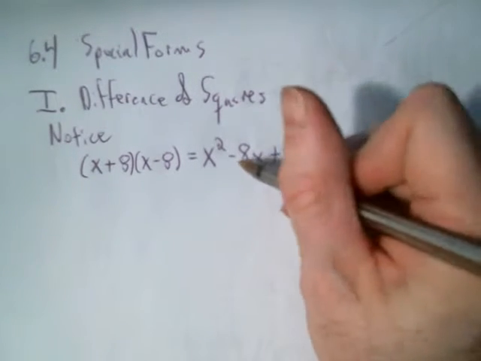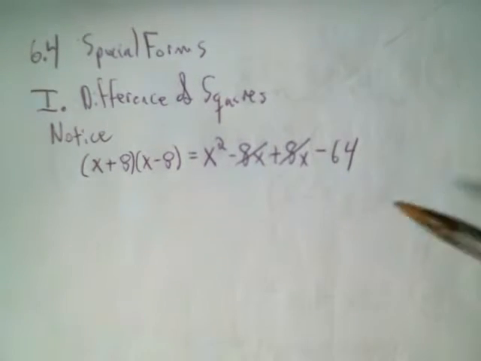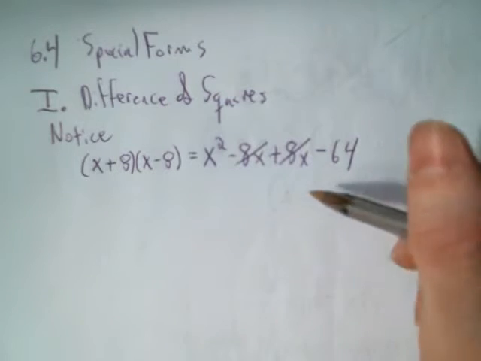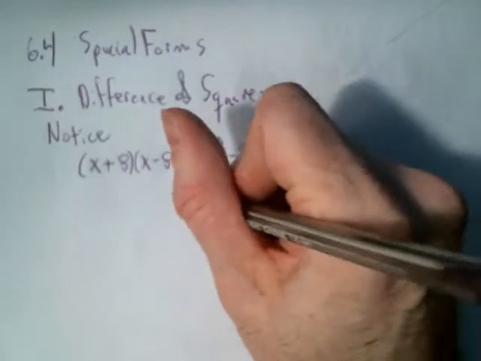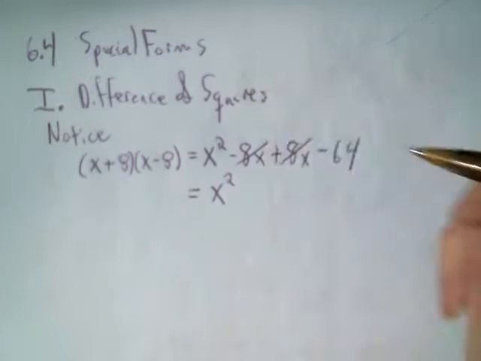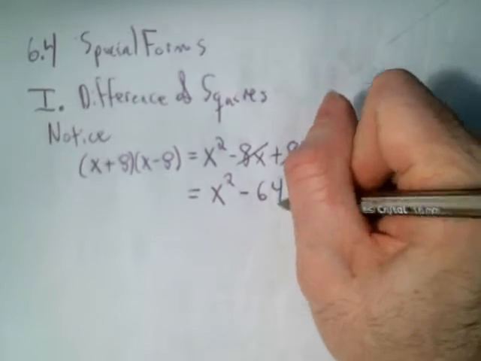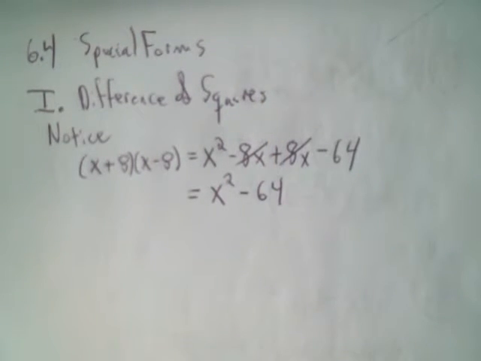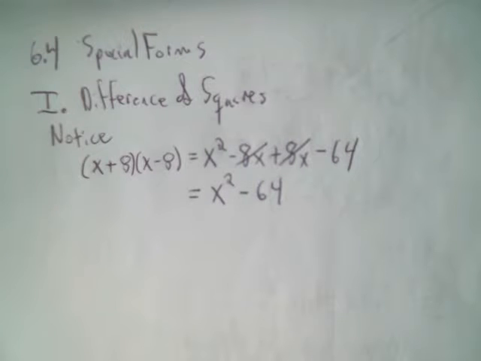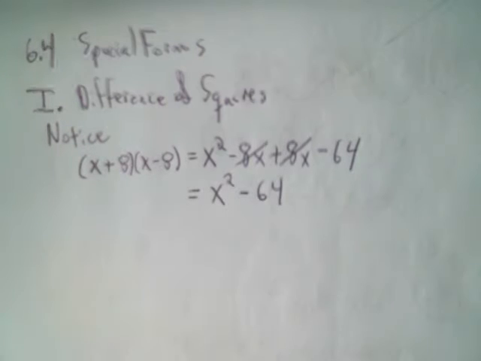Okay. So the inner and outer terms will cancel with each other. They add away. And you're just left with two terms, x squared minus 64. So it's different than the ones we've been dealing with. All the ones we've been dealing with have been of the form like ax squared plus bx plus c. So there's always been three terms there. So this is, for that reason, considered a special form.